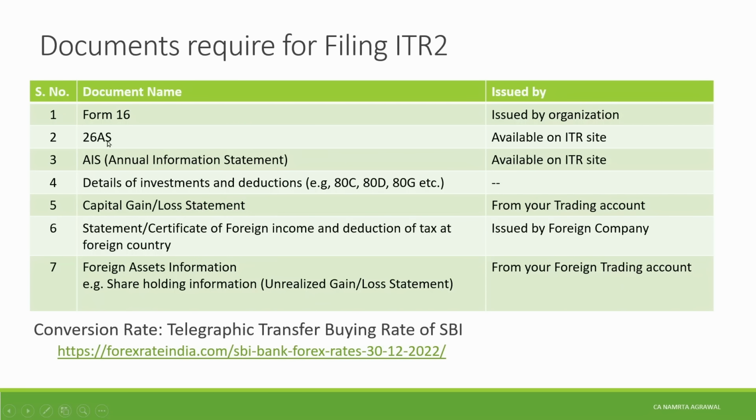Form 16, 26AS, AIS, investment proofs and eligible deductions, capital gain and loss statement, statement of foreign income and tax at foreign country, and foreign assets information. The most important thing regarding foreign assets is we need to disclose all foreign assets which we have held or sold in last calendar year, whether that asset was purchased in last calendar year or before. And lastly, in ITR all values go in INR, so we will use telegraphic transfer buying rate to convert the value of foreign assets and foreign income into INR.